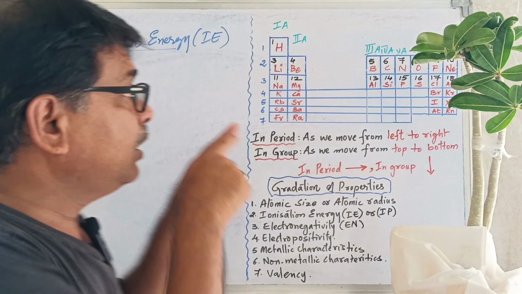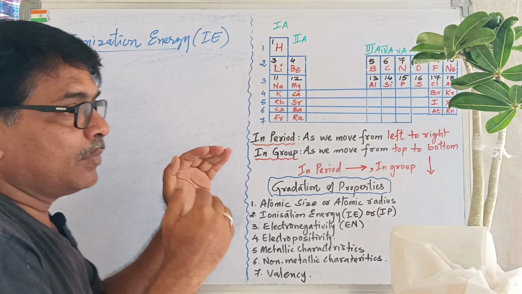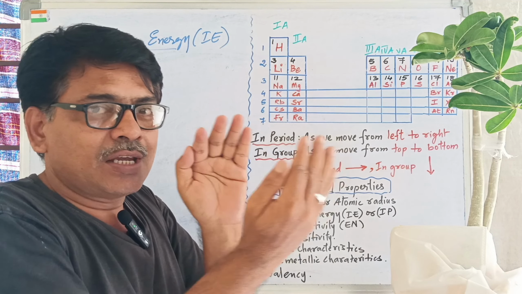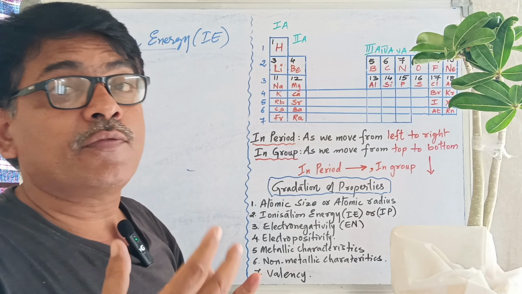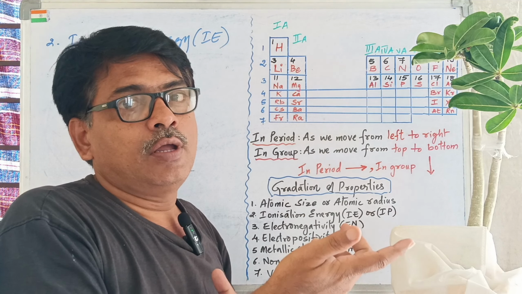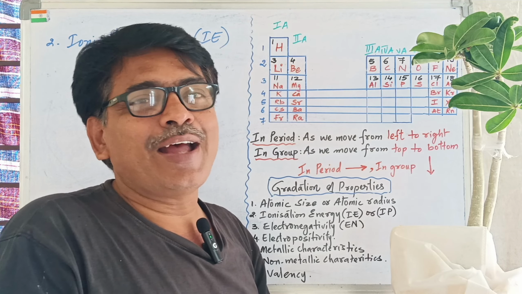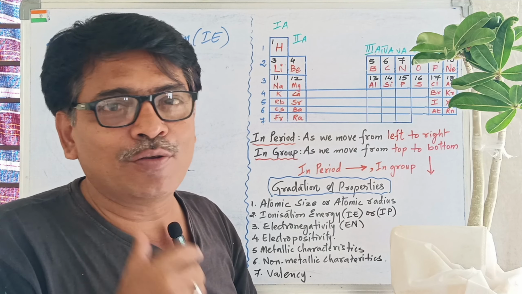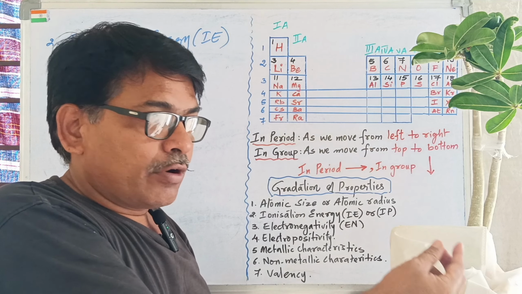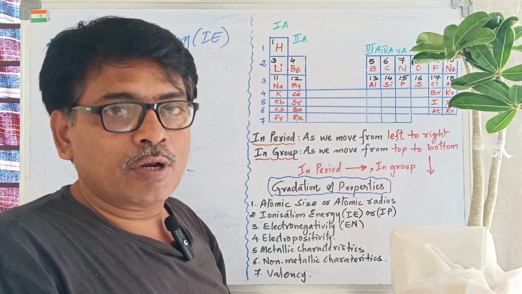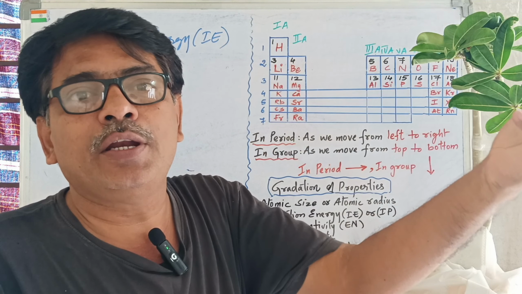Now what happens in a period as we move from left to right? Size is decreasing. When size is decreasing, the force of attraction increases. There is plenty of force of attraction from proton to electron. The electron is pulled towards the proton, and you want to remove that electron from the atom. What happens? It becomes difficult for you. You require more energy. Why? There is more force of attraction. The proton is pulling that electron towards itself. Therefore, to remove this electron you require more energy.